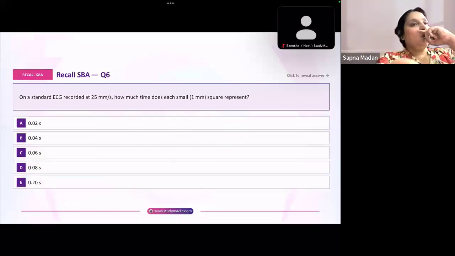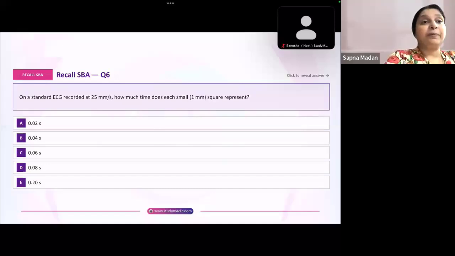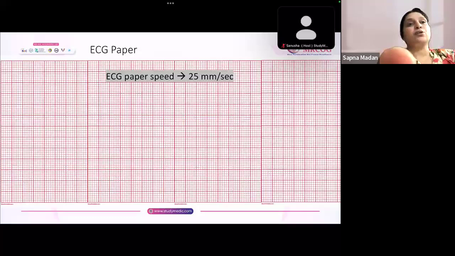On a standard ECG recorded at 25 millimeters per second, which is the normal paper speed of ECG paper, how much time does each small square represent? Each small square is 1 millimeter. So this is your ECG paper, and it moves at around 25 millimeters per second.